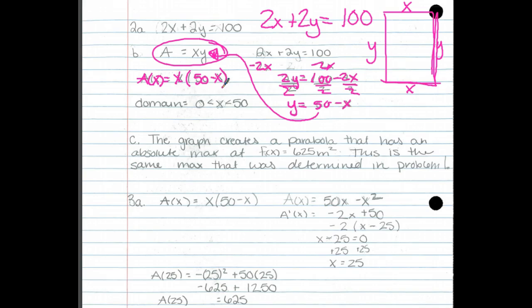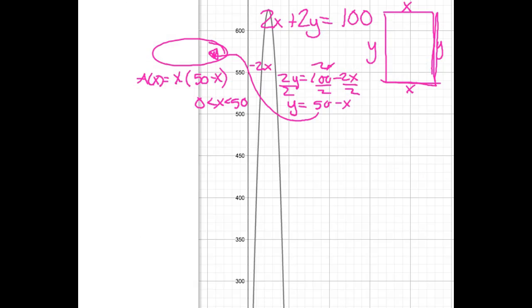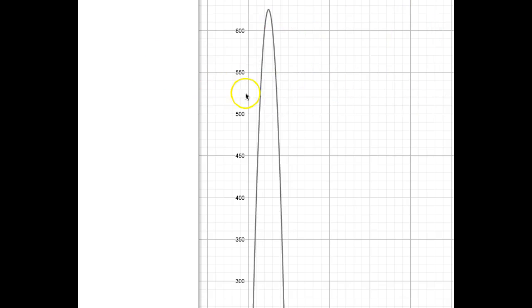The domain of this has to be greater than 0, but it needs to be less than 50. If you graph this on GeoGebra, you can see that it creates a parabola. And our parabola has an absolute max right here. And if we were to click on this point, it is 25, 625, and our 625 was our max in area, which is the same thing that we got in the first problem.